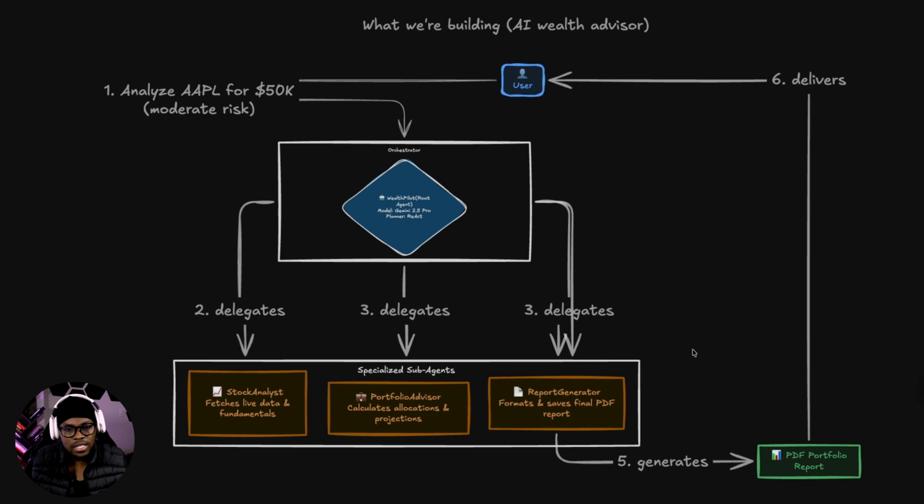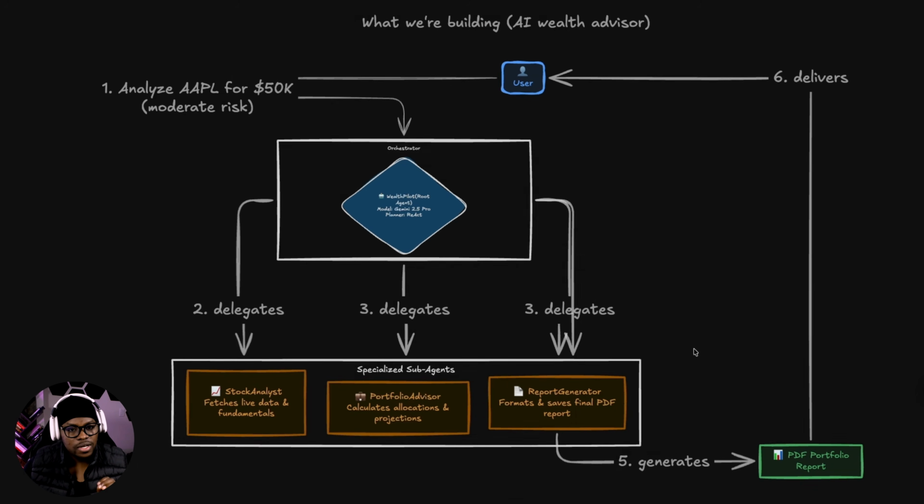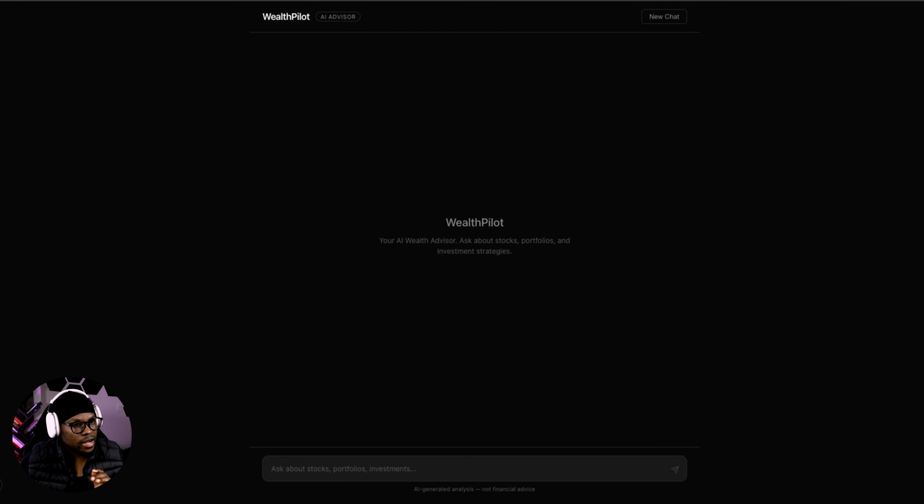Now let's quickly take a look at this in action. Back here over to my browser, you see I have the user interface for the application we're going to be building, WealthPilot. Now all this is running locally. As you can see, we're not using ADK Web for this. This is a custom built Next.js application that's interacting with our multi-agent system on the back end to be able to analyze and do all of these things.